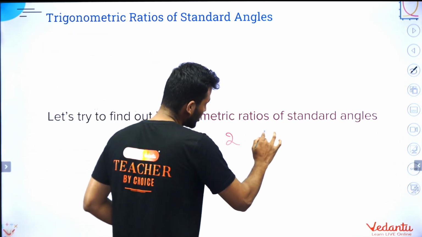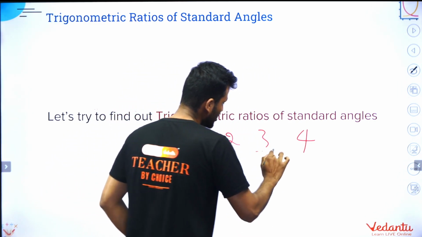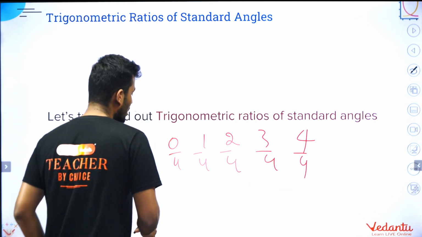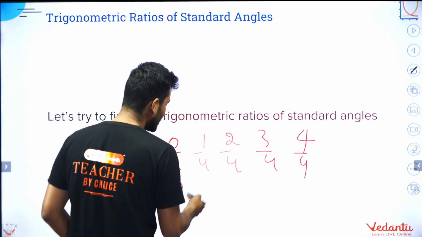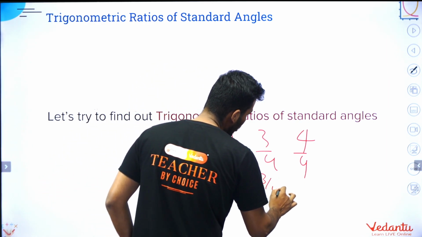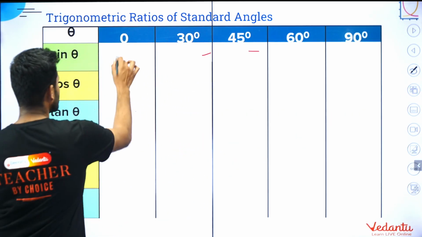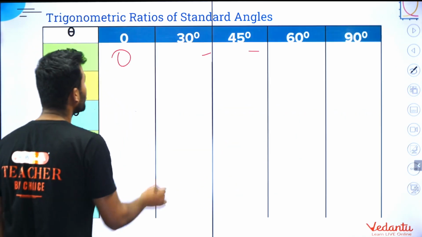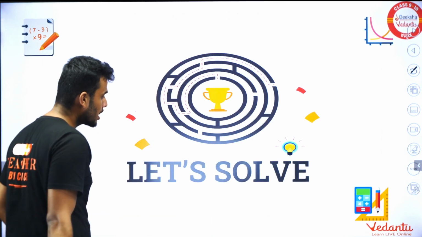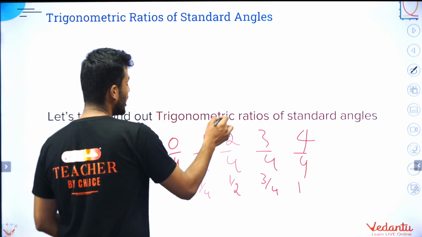Write 0, 1, 2, 3, 4, then divide these numbers by 4. This is a very easy trick. What happens here? 0 by anything is 0. Then 1 by 4, 2 by 4, 3 by 4 and 1. Then take the square root. What is the square root of 0? It is 0. What is the square root of 1 by 4? It is 1 by 2. What is the square root of 2 by 4? It is also 1 by root 2.